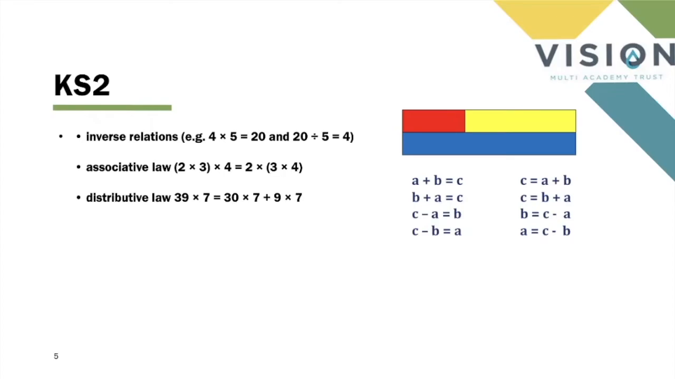Same with the distributive law, you can see there, understanding that it can be represented in different ways. Then on the right-hand side here, we've got a bar model. This is to illustrate for you the different ways that it can be written down. So you can take the red section as A, the yellow section as B, and the blue section as C. But if you look at all of those calculation examples there, you will still see that it can be represented in different ways.